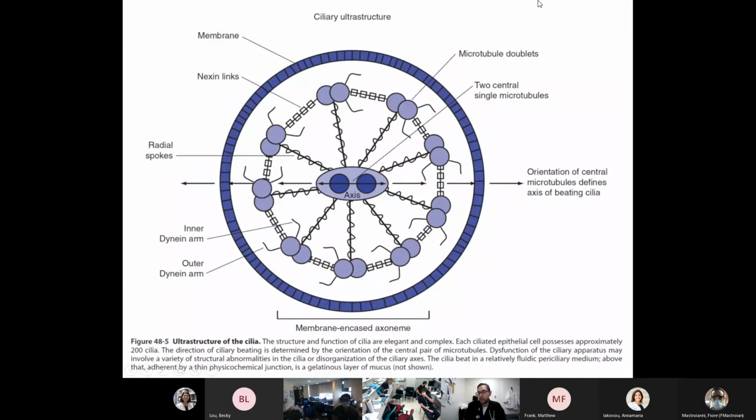If you look at the ciliary structure, I don't want to talk too much here because our time is running out. But the ciliary structure consists of these 9 microtubule doublets. They're connected to each other by these nexin links, and they're connected to the central single microtubules by these radial spokes. And the orientation of the central microtubules helps define the axis of the beating cilia.